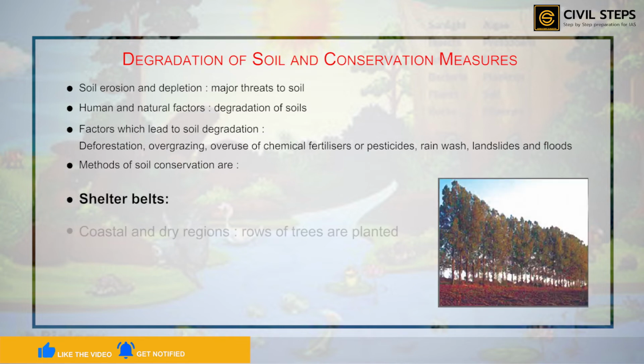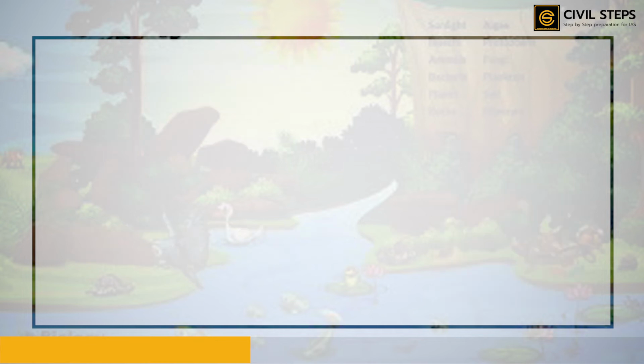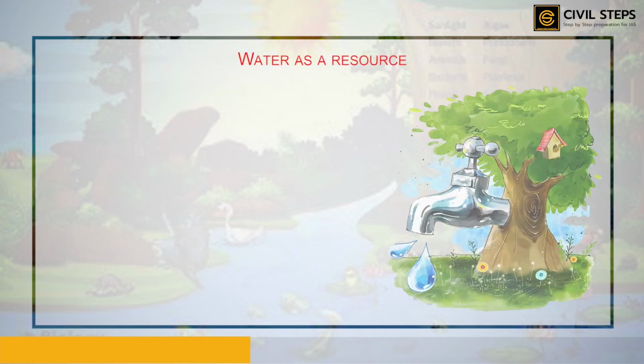In the coastal and dry regions, rows of trees are planted to check the wind movement to protect the soil cover. So this was about the second type of resource, that is the soil. Now let us talk about water as a resource.